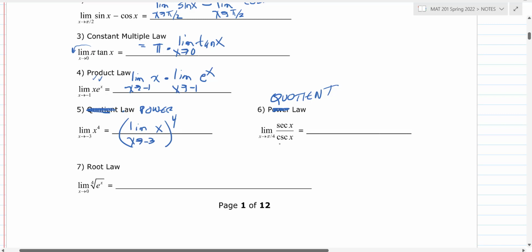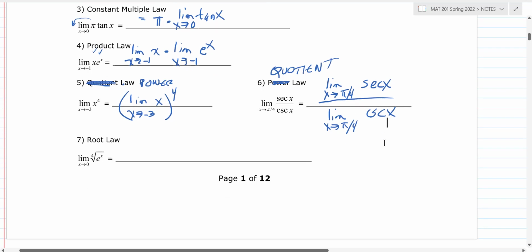Okay, and the quotient law, we have a limit of a fraction, so we just do the limit of the numerator, and then we divide by the limit of the denominator. So you're breaking this up into two limits. Okay, and again, we're not going to work those out. We're just getting comfortable with how to use these laws.